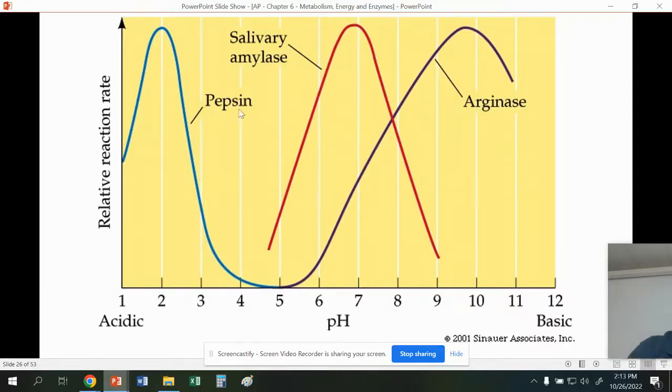And this is just a graph to show you that enzymes have different optimal pHs. So some will have a pH around 7, some will have it around 2, some will have it around 10. It just depends on where that enzyme is going to be found.